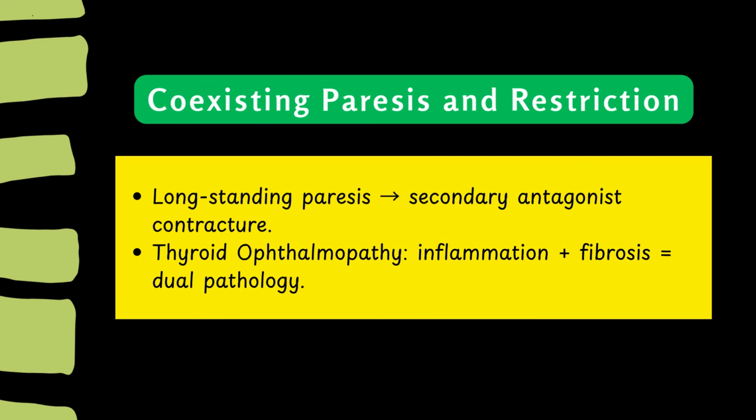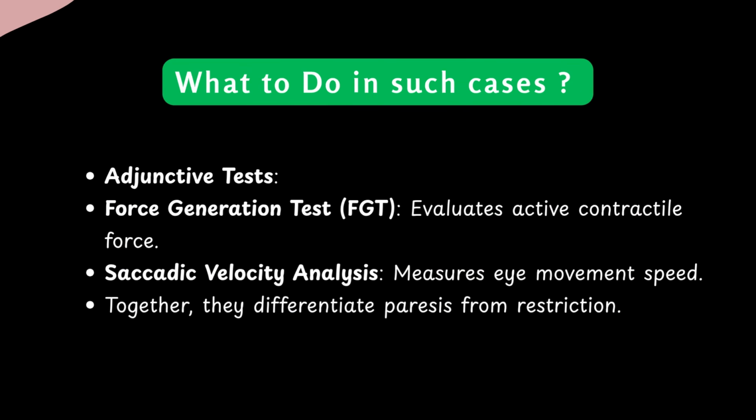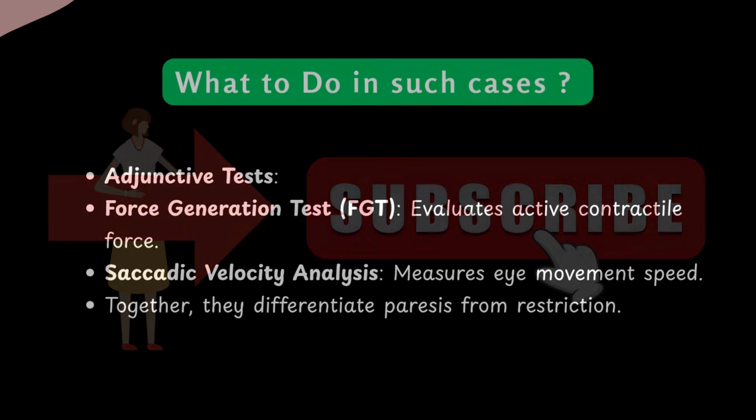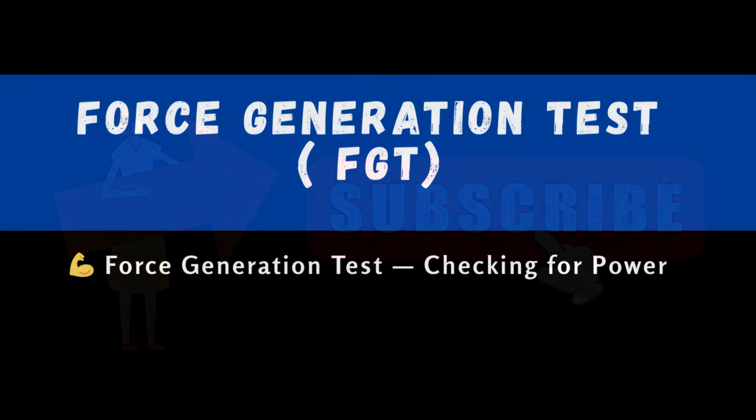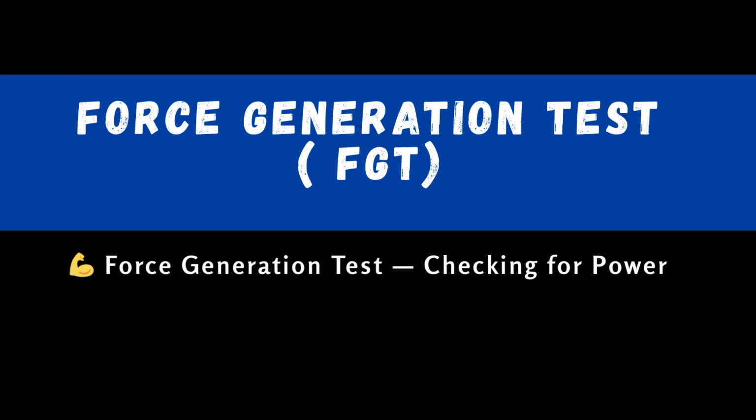So the question is how to differentiate between the two. To separate the true paralysis from mechanical tethering, use complementary tests, basically like the forced generation test and the saccadic velocity assessment. The forced generation test basically checks whether the muscle can still generate an active pull, and the saccadic velocity measures how fast the eye moves. Okay, so never rely on a single test. The forced duction test tells us about the passive mechanics, while the forced generation test will reveal the active strength of the muscle. Together and in the right clinical context, they give us the true picture of the ocular motility limitation. Now let's discuss the forced generation test itself.